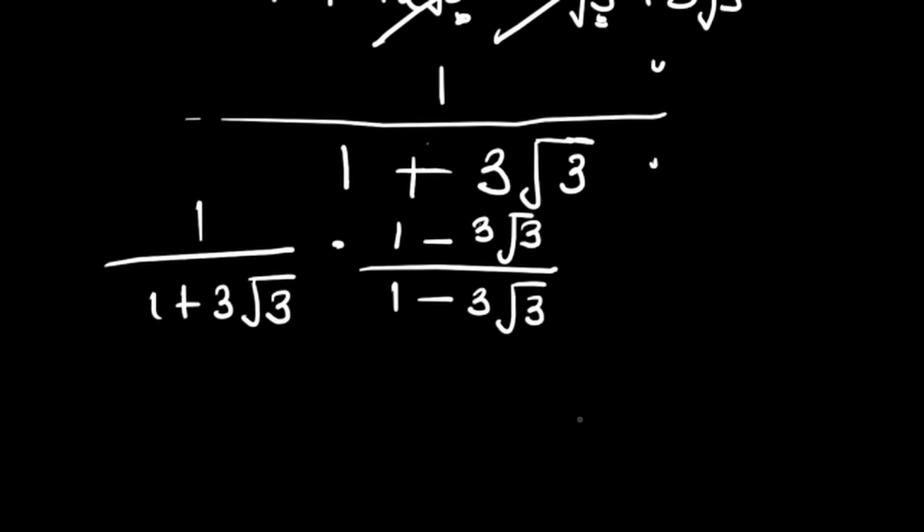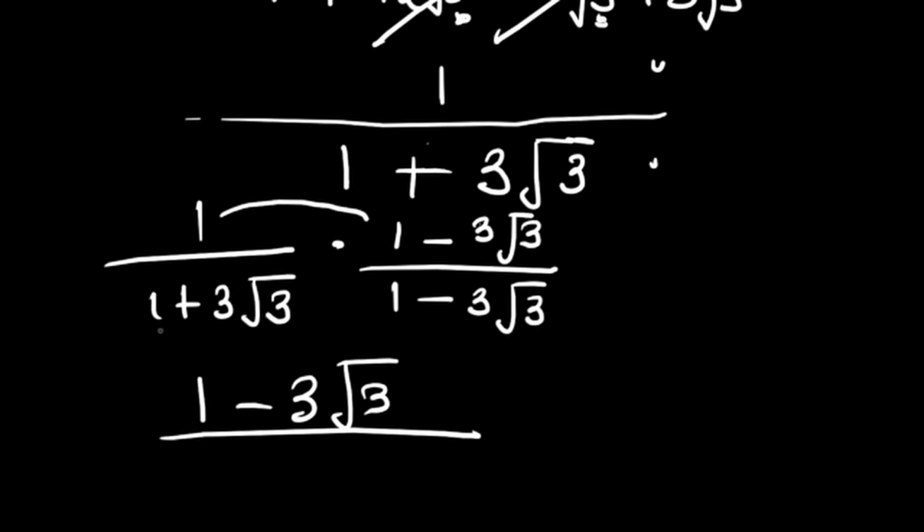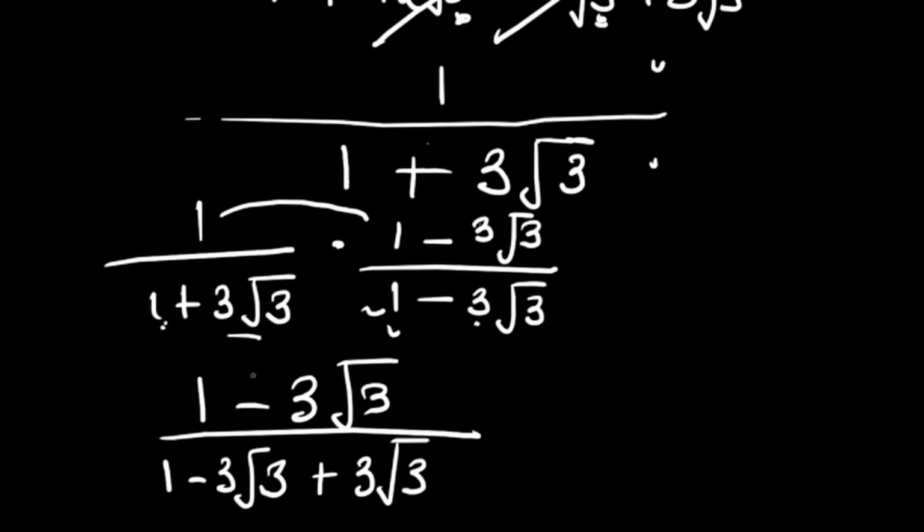Then I'm now going to expand them. So 1 times 1 is a 1. Then 1 times minus 3 root 3 gives us minus 3 root 3 over 1 again times 1 gives us a 1. Then 1 times minus 3 root 3 gives us minus 3 square root of 3. And then 3 root 3 times 1 gives us plus 3 root 3. And finally, 3 root 3 times 3 root 3.